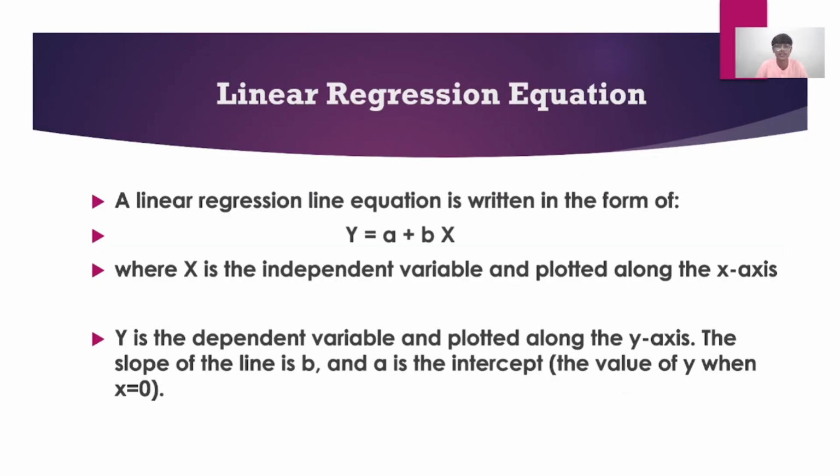Linear regression equation. A linear regression line equation is written in the form of y = a + bx, where x is the independent variable and plotted along the x-axis, and y is the dependent variable and plotted along the y-axis. The slope of the line is b and a is the intercept.